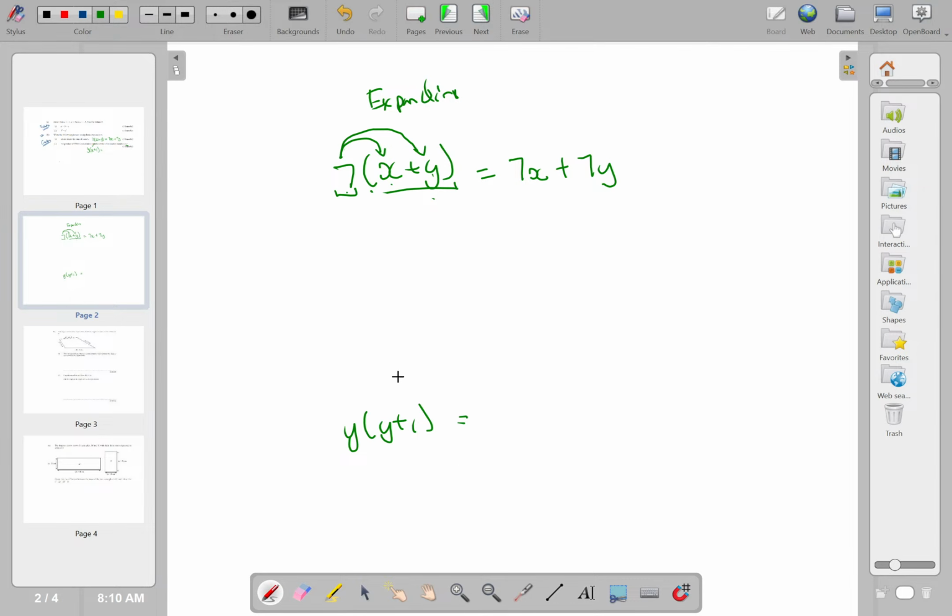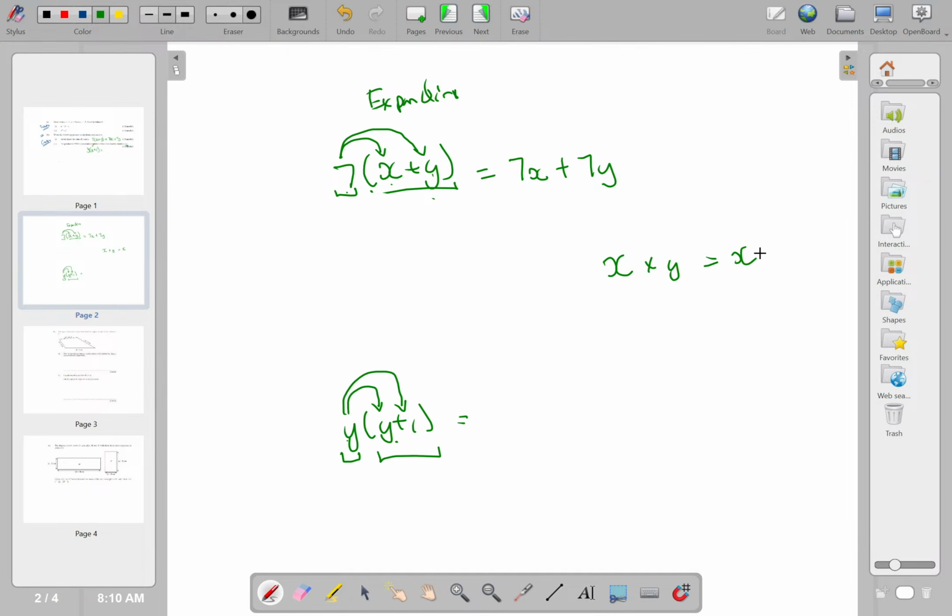Alright, same thing now. This guy is multiplying with everything in there. So he's going to multiply with the first object, and he's going to multiply with the second object. So then y times y now. Wait, when we learned it before in creating expressions, we learned x times y is xy.